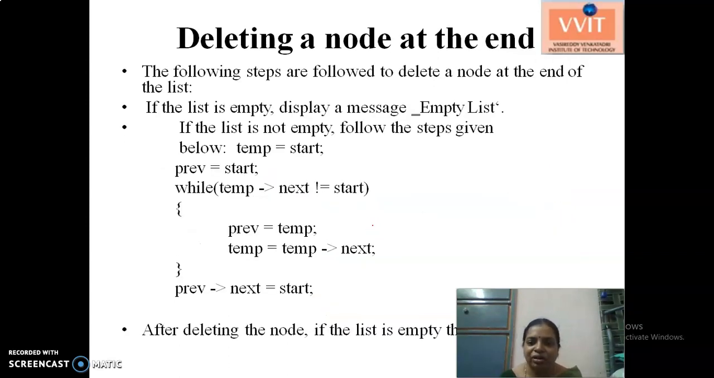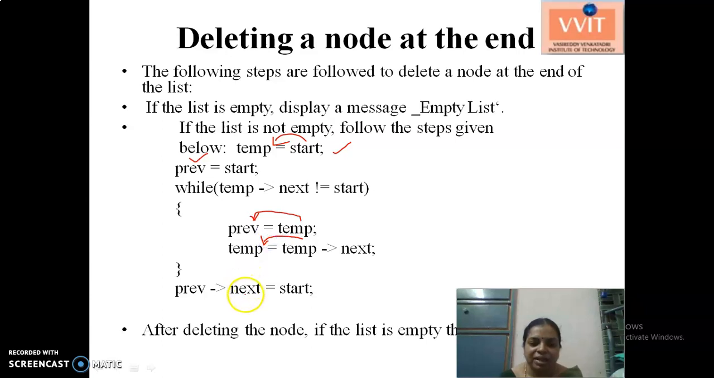Next, deleting a node at the end of the linked list. Here also we are taking the start node address into one temporary variable, and we are also taking another variable as previous. Previous is also assigned with the starting node address. Next, we check that the loop is repeated up to the end of the linked list, so while temp of next is not equal to start, we repeat the loop. Every time we take the temp node address into previous, and temp equals temp of next.